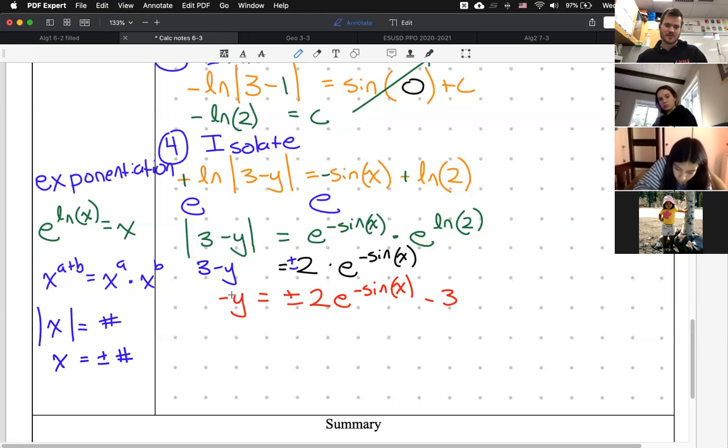And finally, I'm going to multiply everything by a negative, and I get our almost final answer. I need some room here. This is y is equal to, technically it should be minus or plus. Now it doesn't really matter. You can say plus or minus. Minus or plus 2e to the negative sine of x plus 3. Again, all the signs change over here because I multiply by a negative.